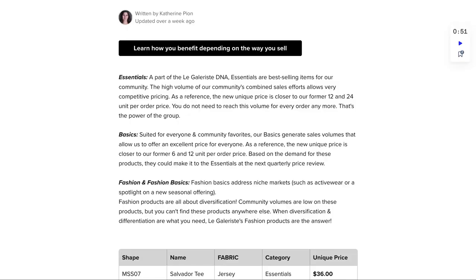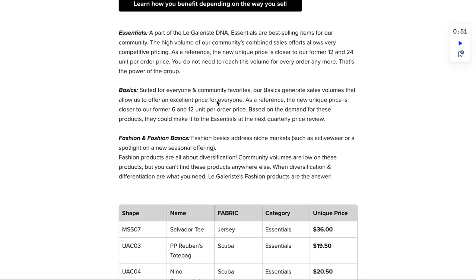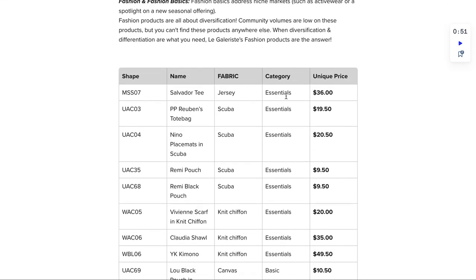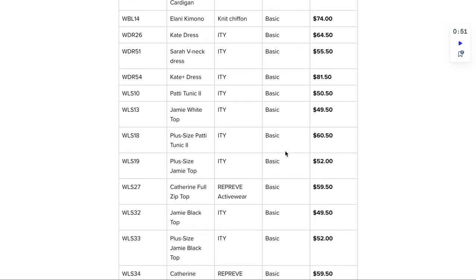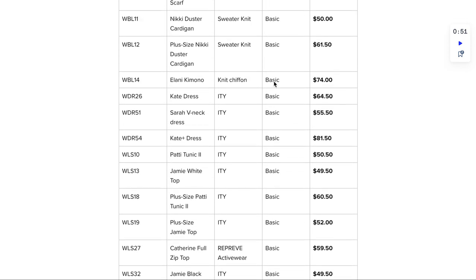Question number three, how did you set the prices? Again, good question. It's product driven. Let me see if I can share my screen here. In the email, you'll find a link to the unique price structure. You see they're organized in categories: essentials, basic, fashion, and fashion basics.